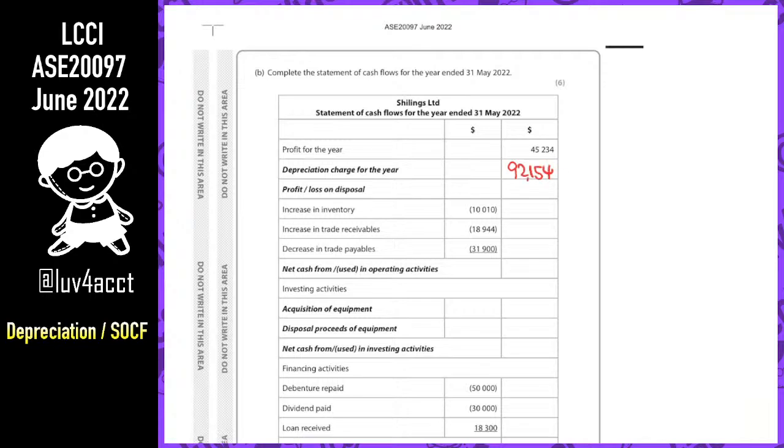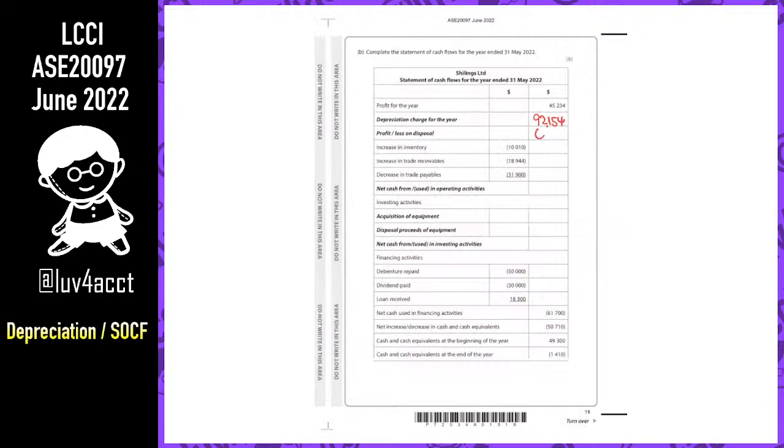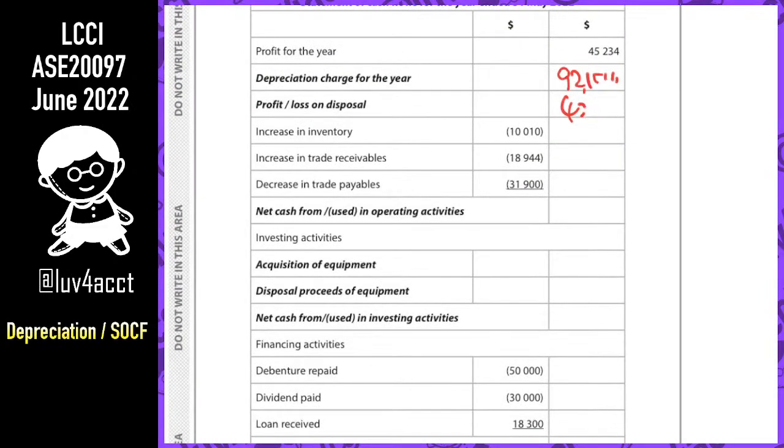92154. Okay, and then you also have a disposal loss. Let me check. Disposal loss of 4256. Oh, what happened? Okay, the pen is back. Now the point is, did it add to or subtract from profit? Both will be added. I hope you know the format for the statement of cash flows.